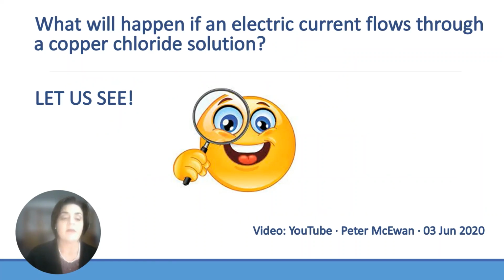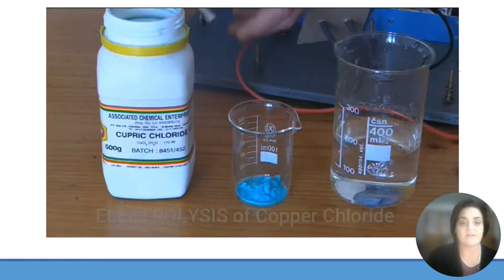I'm going to discuss with you the chemical effect of an electric current, with the emphasis on electrolysis today. So the question I want to ask is, what will happen if an electric current flows through a copper chloride solution? Now let us see. I have a short video for you. Pay attention because we are going to discuss everything that happens in the video, in the rest of the slides.